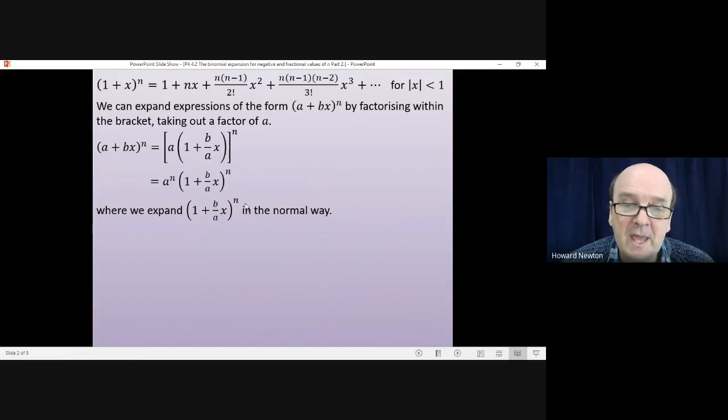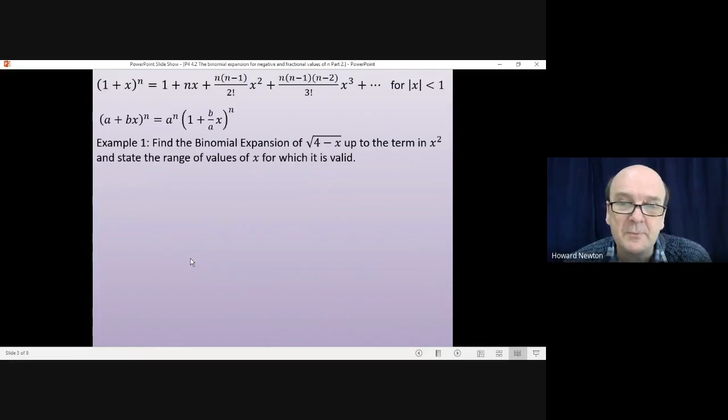So in the formula, n is whatever this power is here, and x in the formula becomes this expression, b over a times x. Okay, let's have a look at how this works out in practice.